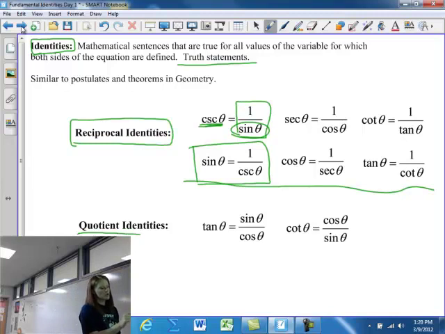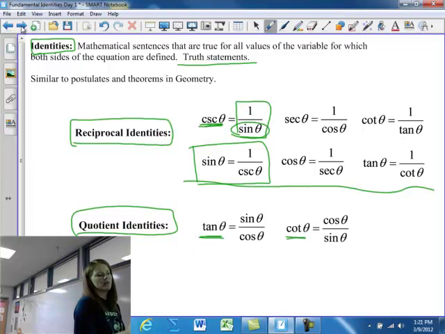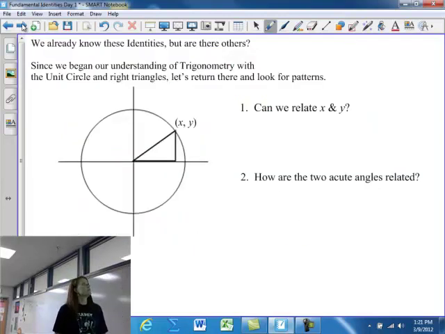Quotient identities. Now, we're all used to tangent being y divided by x, but tangent is also sine over cosine. So it's important that you start getting sine over cosine in your brain. And that means if we flip it over, cotangent would be cosine over sine. So, we already know these identities. Are there some others? And there are.